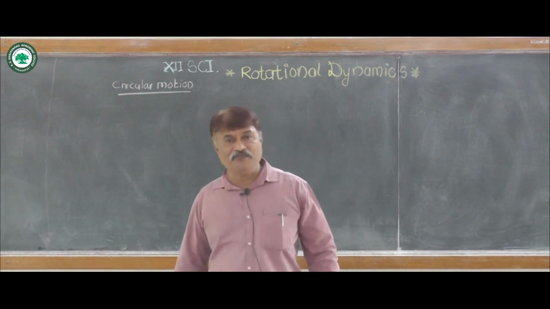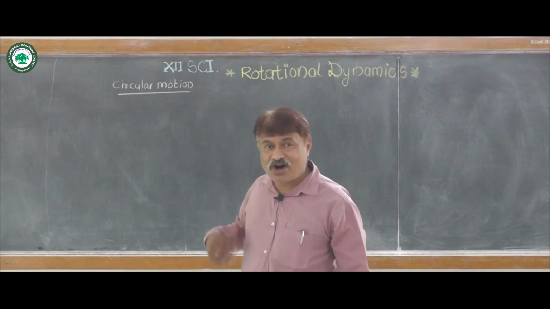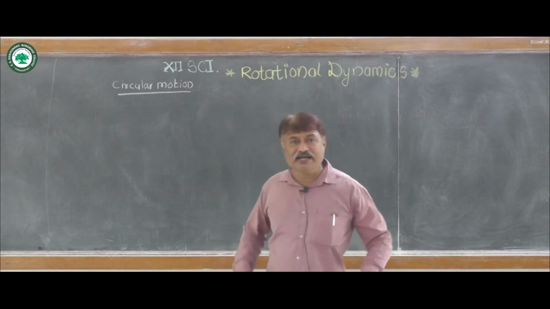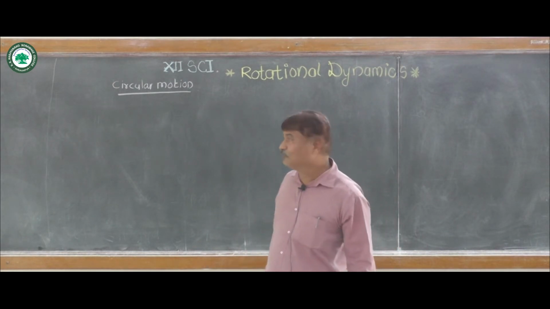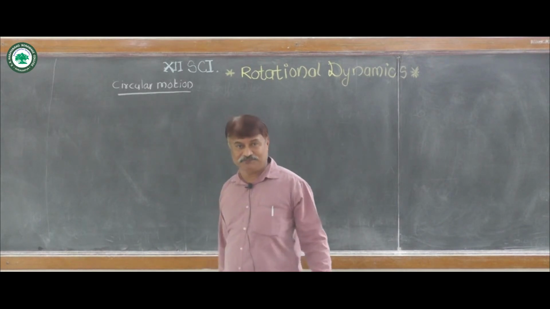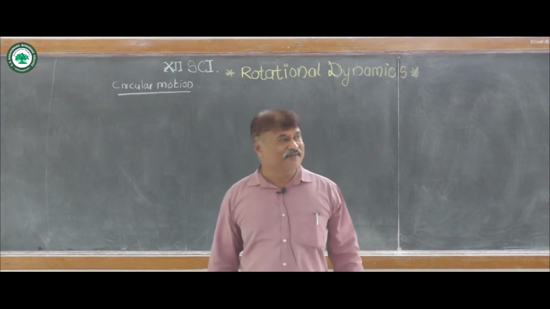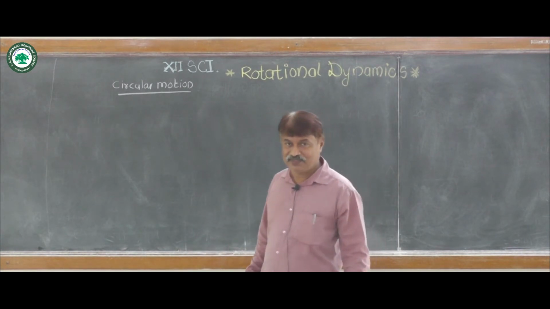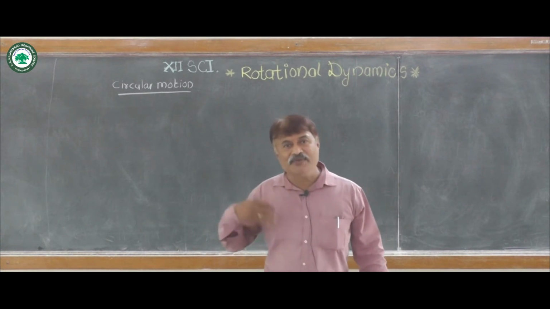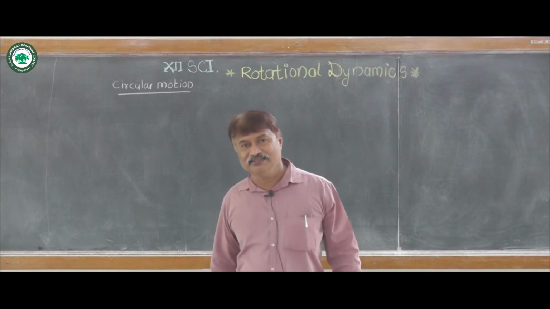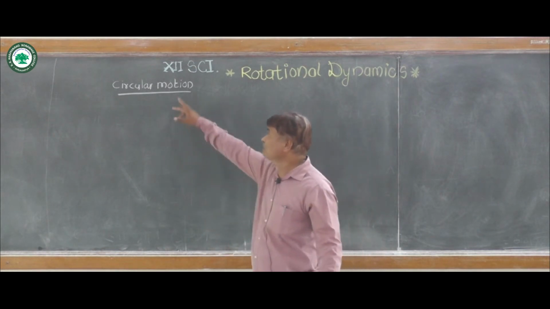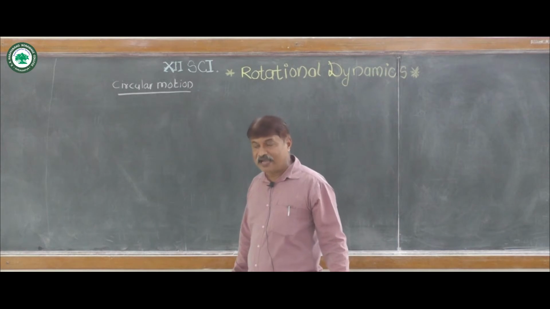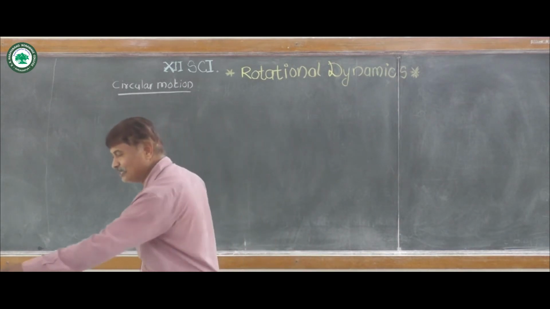The motion of electrons revolving around the nucleus is one of the examples of circular motion. Also we know that Earth is revolving around the Sun. Moon is revolving around the Earth. These are some examples of circular motion.